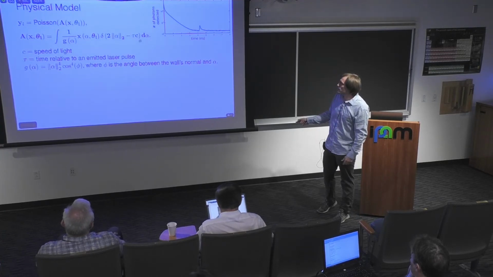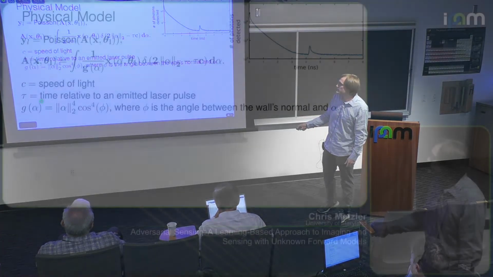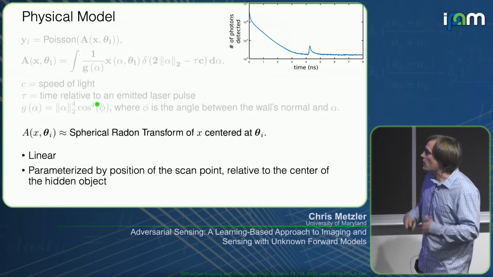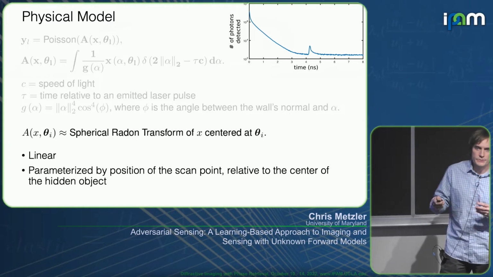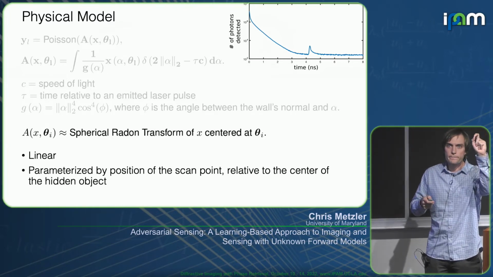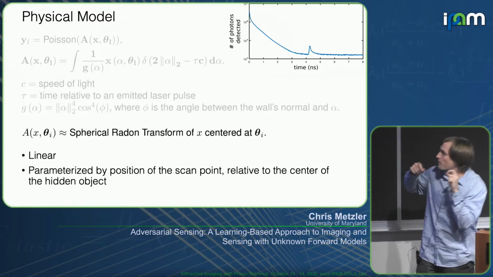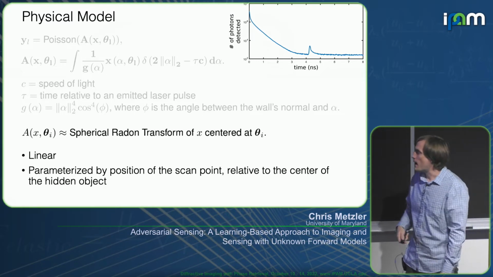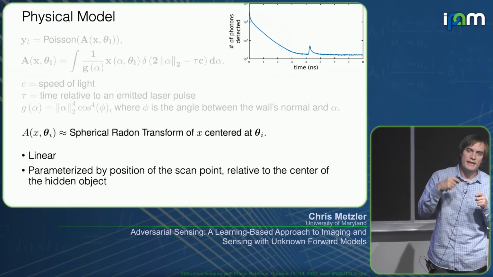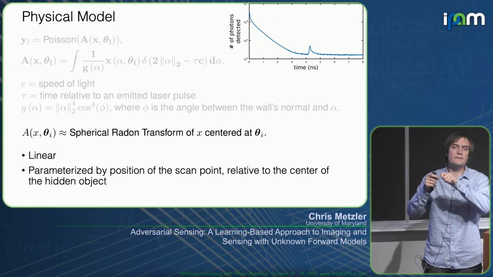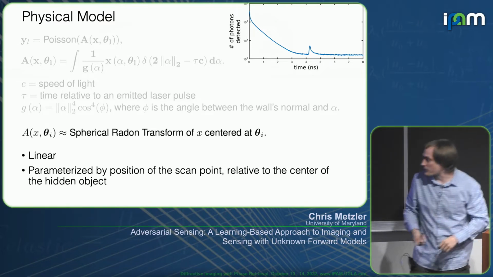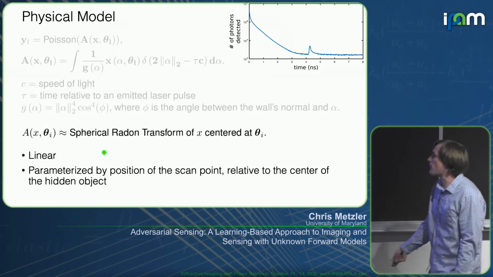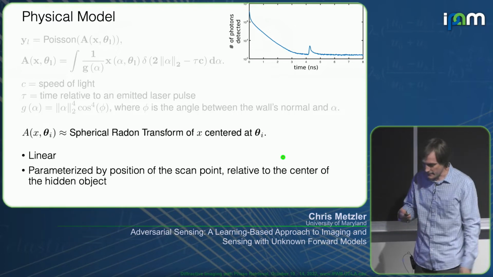Now the forward model is given by this, where we have the speed of light, time relative to the laser pulse, and Lambertian cosine terms. You can largely ignore that and just think of it like a spherical Radon transform. So for every point on the wall, you're capturing a spherical Radon transform of the scene. If the object moves around, you're effectively moving around where the center of that spherical Radon transform is occurring. Important takeaways are that this forward operator is linear, and it's parameterized by the position of the scan point relative to the center of the hidden object.